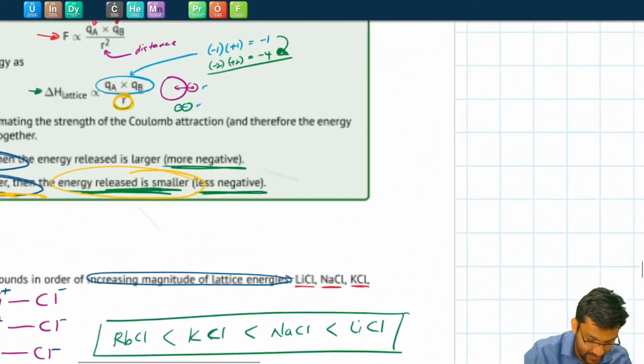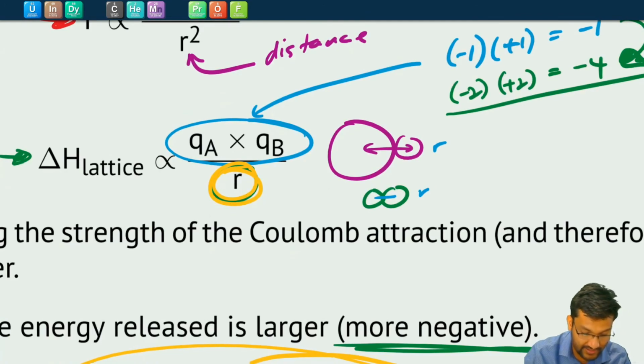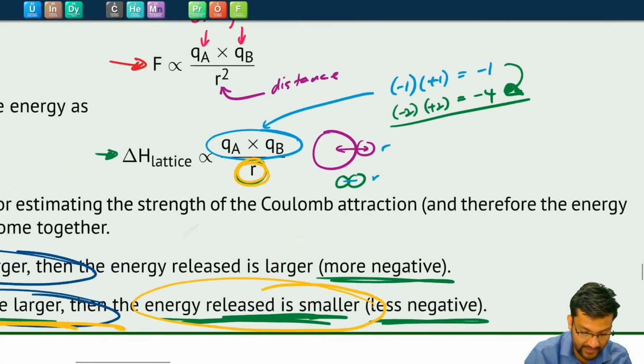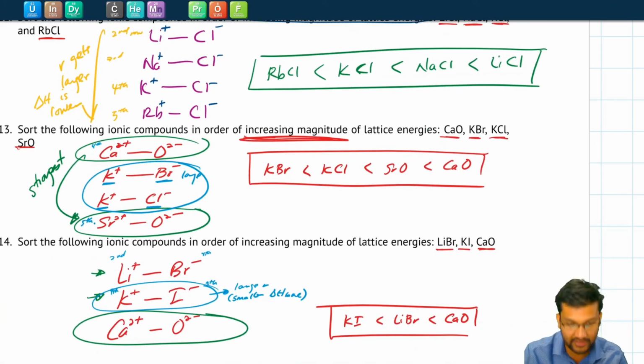That's okay. If the charges are larger, the lattice enthalpy will be larger. But if the radius is larger, then the lattice enthalpy will be smaller because the radius is in the denominator. And then we went over some examples where we sorted our various lattice enthalpies. That will bring us to the end of this video.